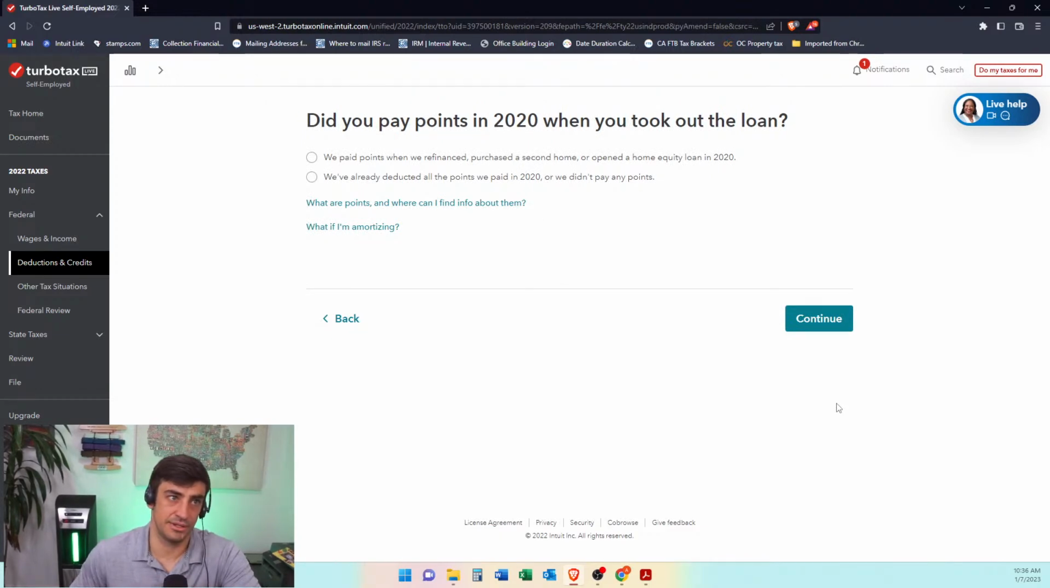Did you pay points in 2020 when you took out the loan? We've already deducted those. Generally, you're going to deduct it in the year that you paid the points for. So I'm going to say we've already deducted those.